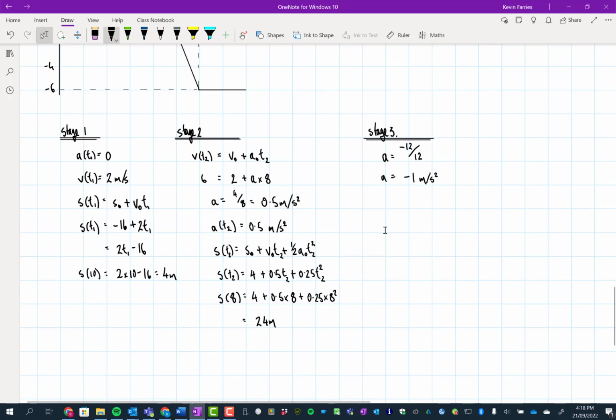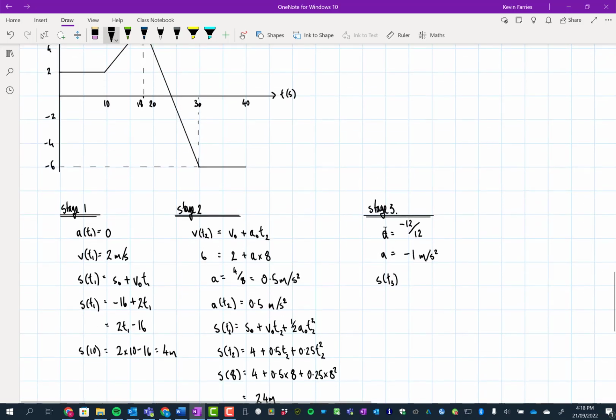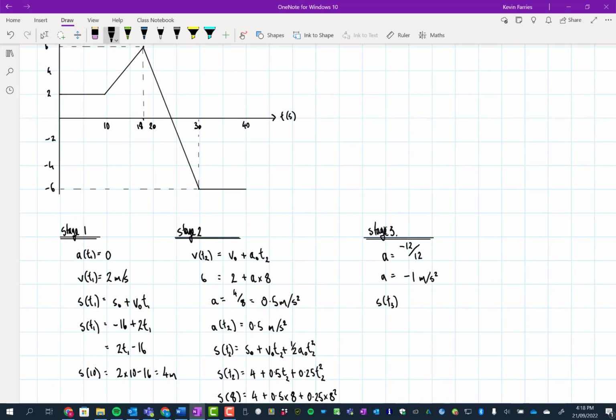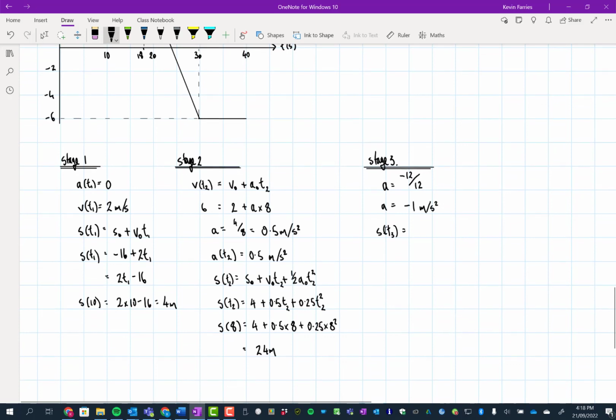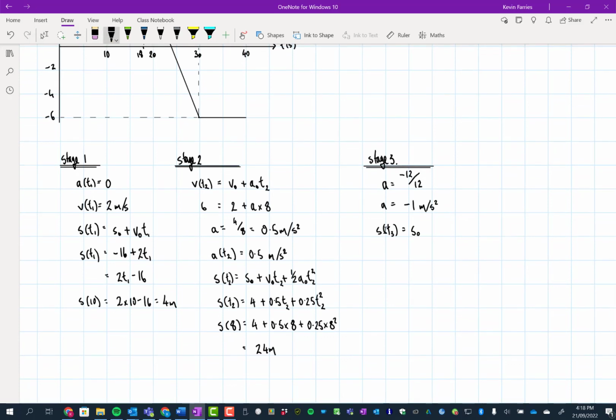Now we can figure out the displacement. So we'll reset T again. So T3 is the time from the start of stage 3. So that is going to be, we'll just use the standard formula first. So S naught plus V naught T3 plus half the acceleration for this stage times T3 squared.